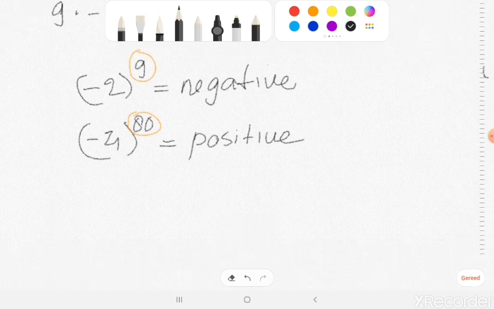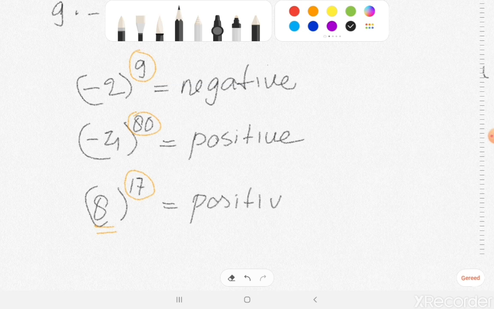Now, if we have, for example, 8 to the power of 17, then we know that 17 is an odd number, but because the base is a positive number, we know that the answer here is positive. So think about it, the index is an odd number, but the base needs to be a negative number if you want to have a negative answer. So please see the difference between those three examples.